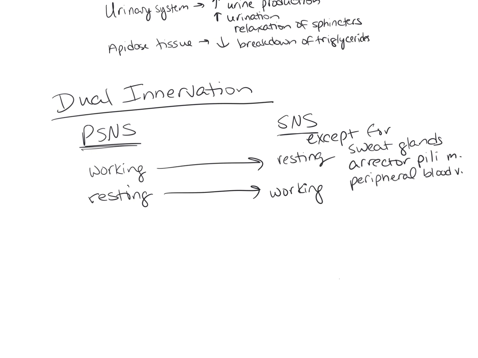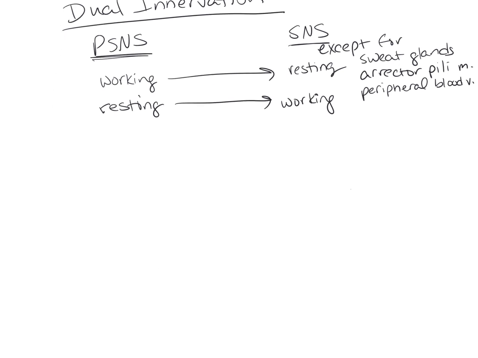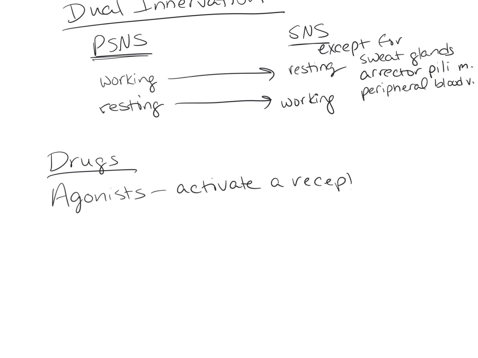So now let's look at some possible drug interactions. Drugs can either be agonists, and if they're an agonist, they will activate a receptor to produce a biological response. And then there's antagonists. An antagonist will inhibit or block a receptor.